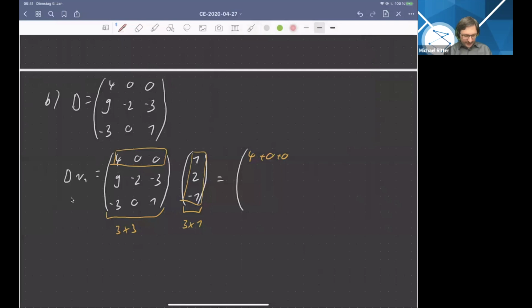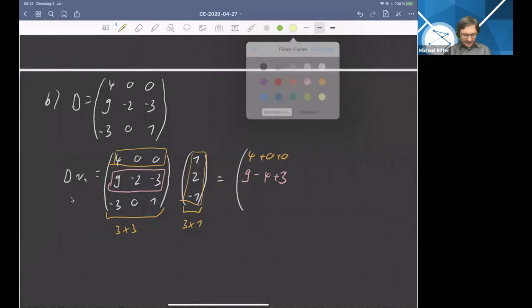Let's switch the color here. For the second row, for example, we compute 1 times 9, that's 9. Then 2 times -2, that's -4. So 9 minus 4. And then -1 times -3, that's +3. So the result here is 9 minus 4 plus 3, that should be 8. And once more for the last row here.